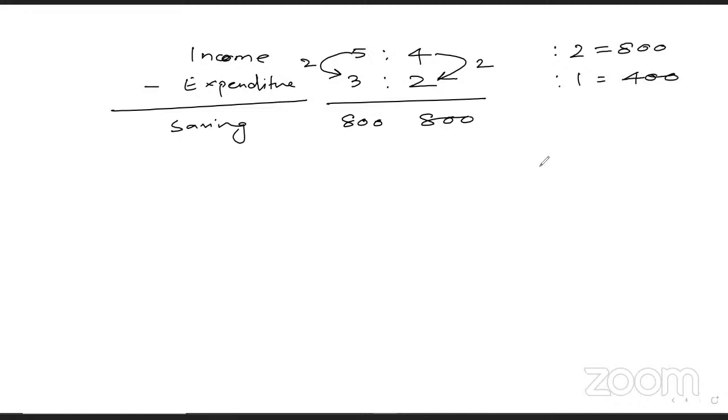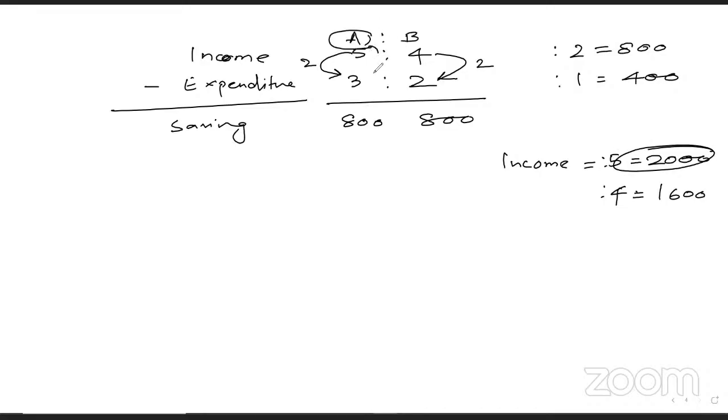Income will be ratio 5, that is 2000, and income of B will be 1600. Did you get my point? So what is my answer? Income of A is 2000. Is it clear?